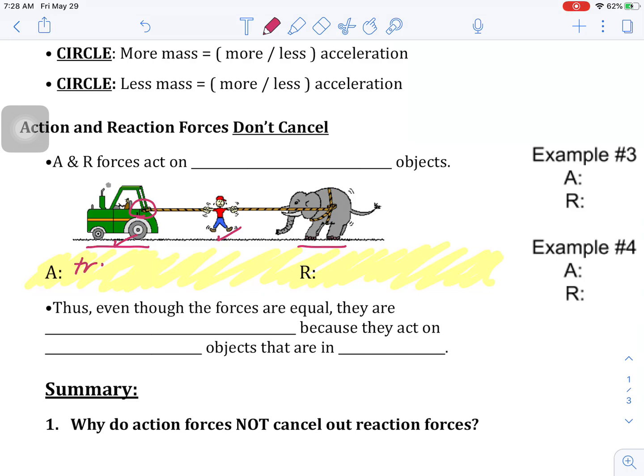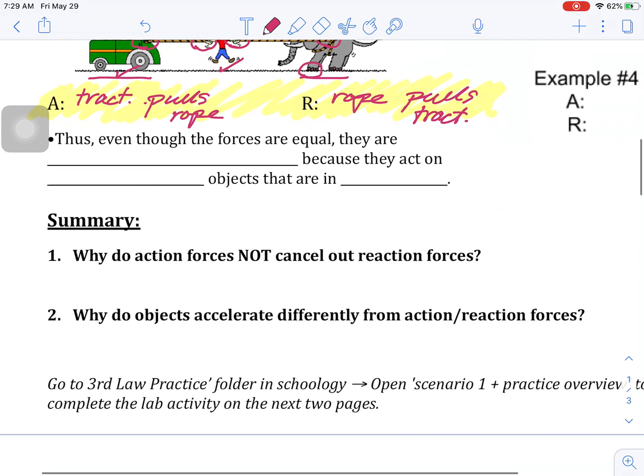So you might have something like tractor pulls rope, and then rope pulls tractor. Okay? Or maybe arm pulls rope, rope pulls arm. Okay, same thing here or here. Elephant pulls rope, rope pulls elephant. We also could use the example down here: elephant pushes on ground, ground pushes on elephant. Okay, so lots of different examples, but again, the objects do need to be in contact.